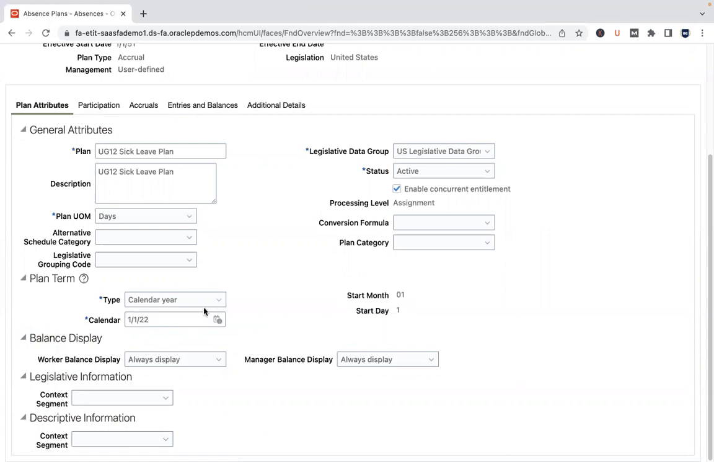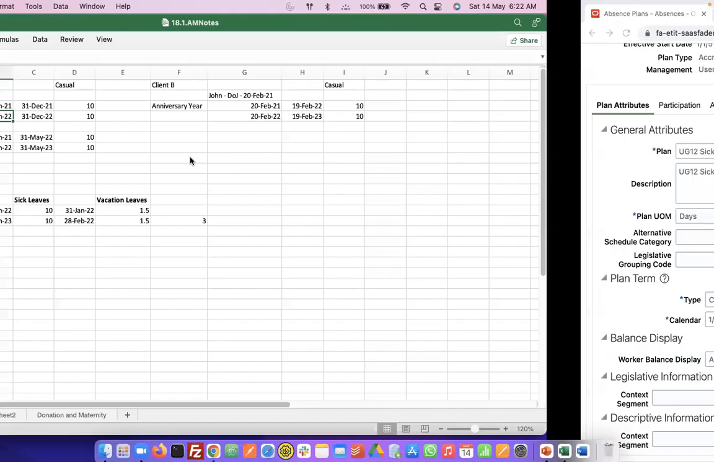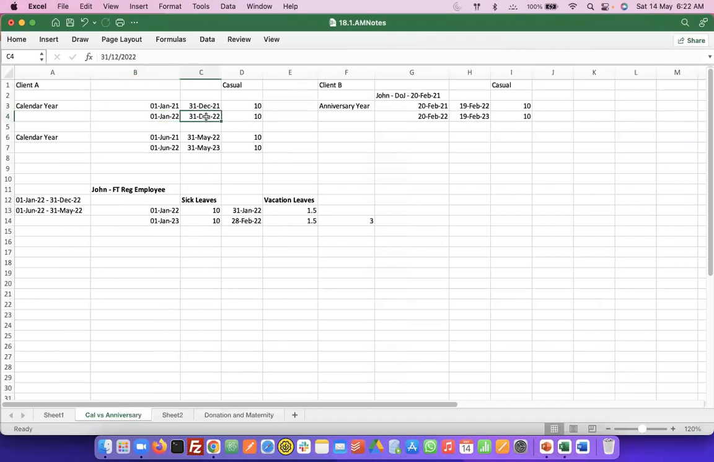Okay. So again, you need to decide the plan term well. Depending on how many years of absence records you want to bring in, you can decide the plan term. And this is like a sample start date of a year that you're mentioning. So you say calendar year, start date is 1st of Jan. So what does that mean? It means the plan term for this particular leave plan is from 1st of Jan to 31st of December 2022.